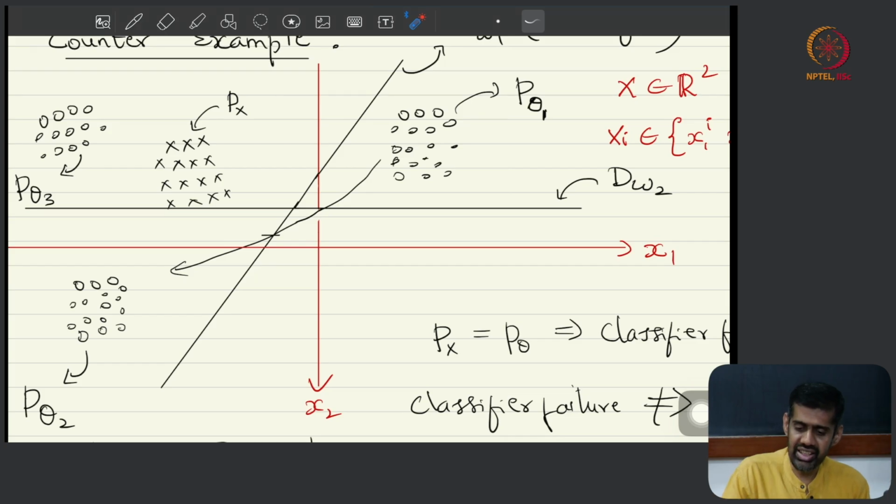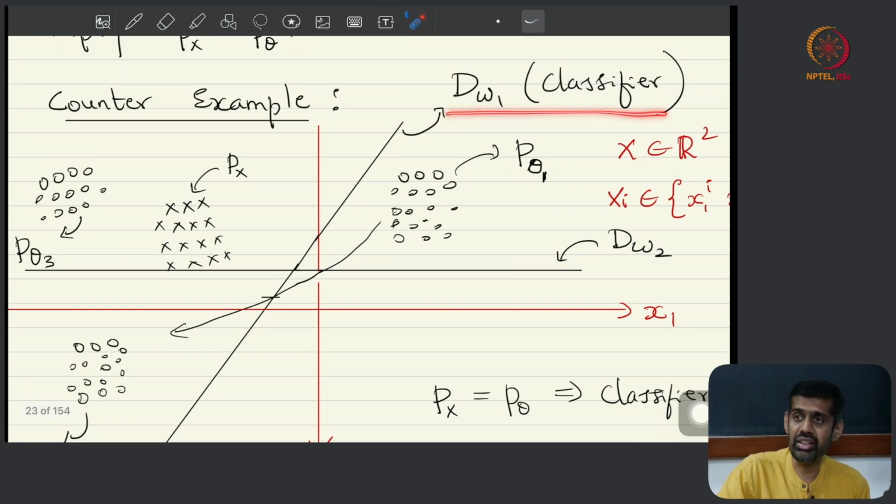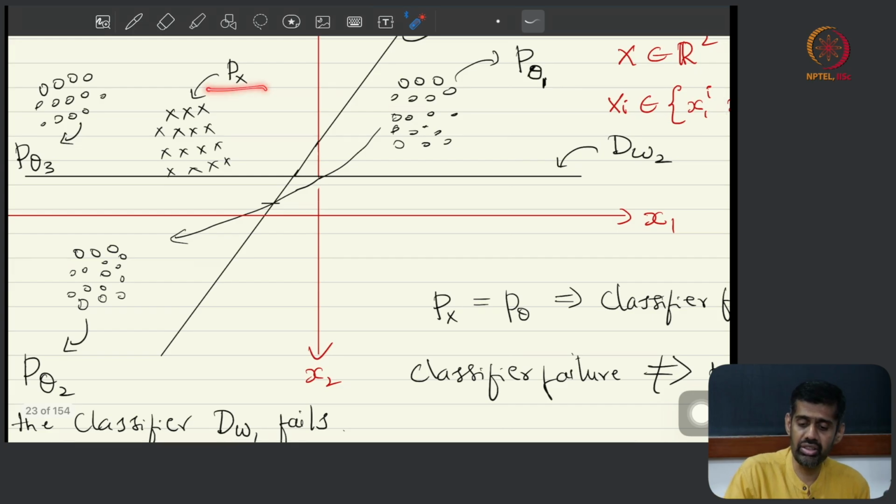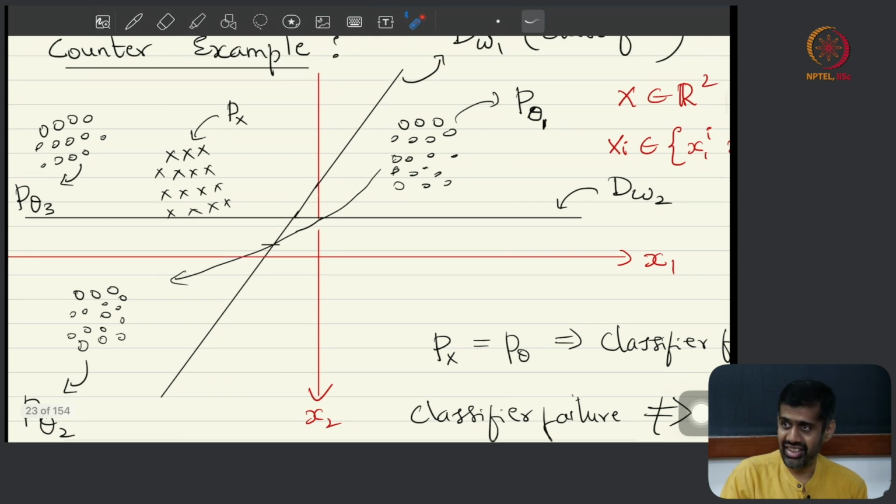Let us say that this is the classifier that I have, dw1, the first classifier, which correctly distinguishes between the points of px and p theta. Now, p theta 1, because we started with the first p theta and we are tweaking it. What am I asking? I am saying move this p theta 1 in such a way that this classifier fails. I should just take this p theta 1 and move it to p theta 2. Now, if I move p theta 1 to p theta 2, would the classifier fail now? But did I make my px equal to p theta?